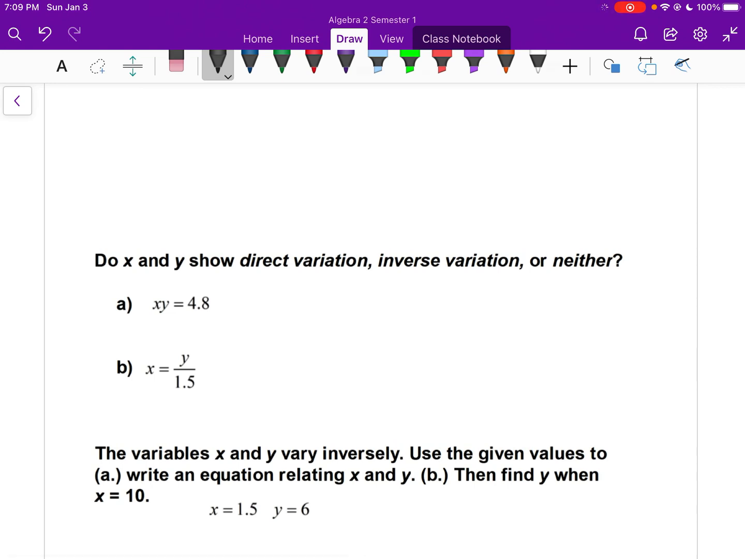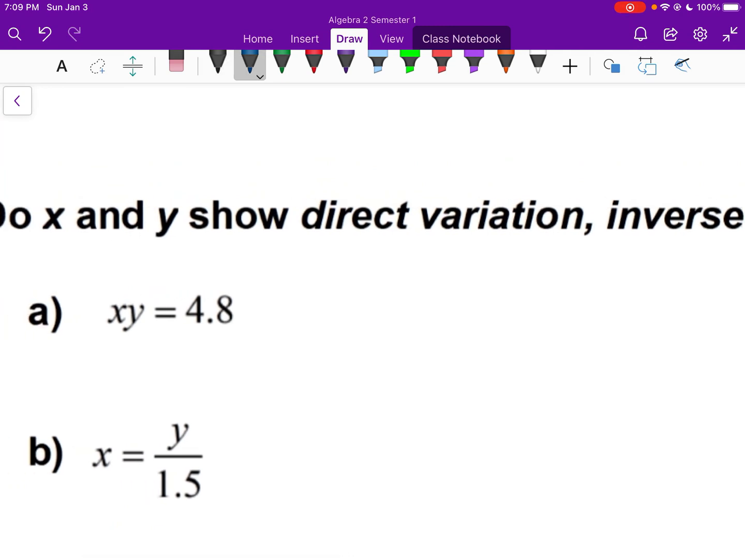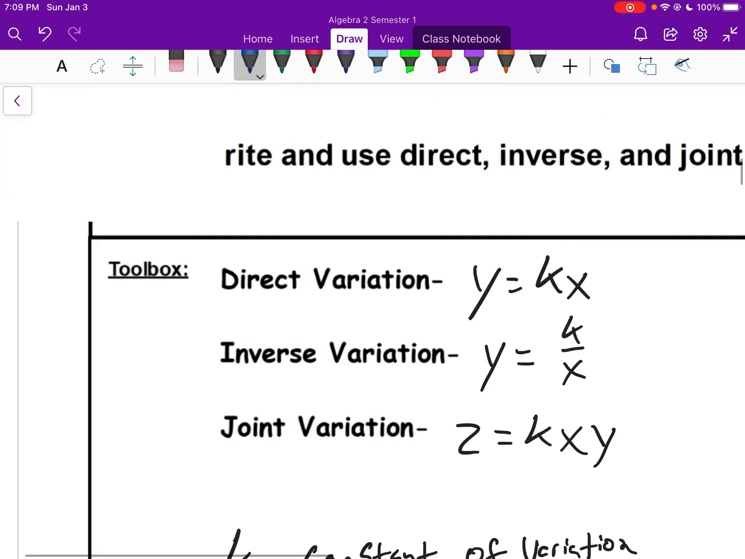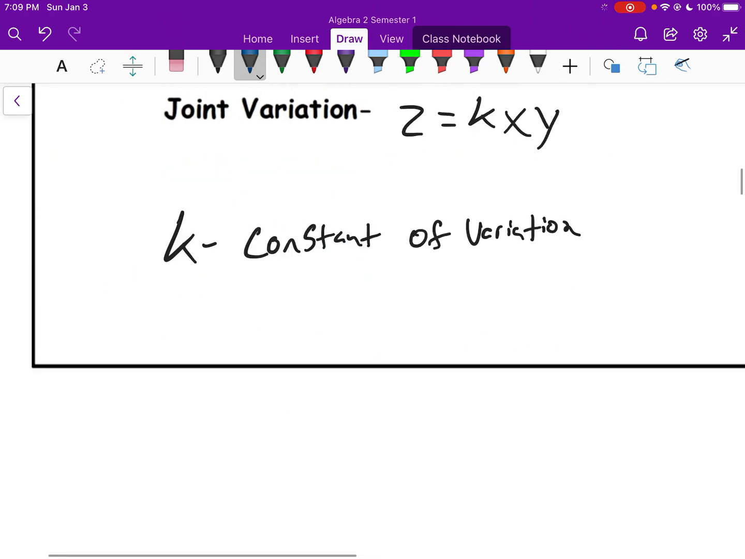Do x and y show direct variation, inverse variation, or neither? When we do this, you just need to solve for y. Get y by itself. Then from there, you're going to see what type of variation it is. Looking at the first example, in order to solve for y, you'd divide both sides by x. Then we get y is equal to 4.8 divided by x. If you noticed, in direct variation you're multiplying, and in inverse variation you're dividing.